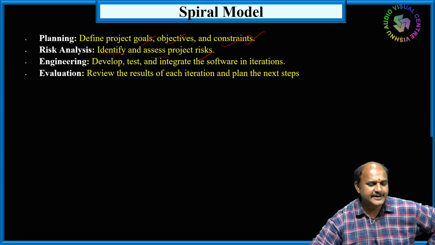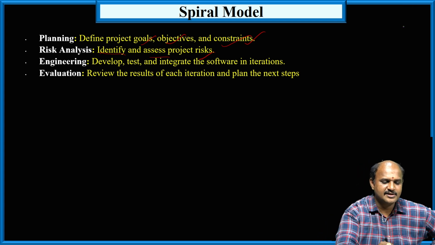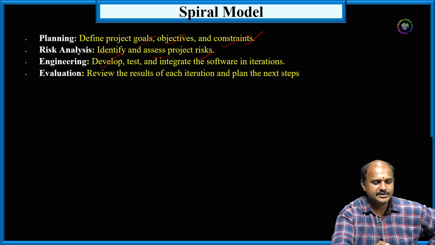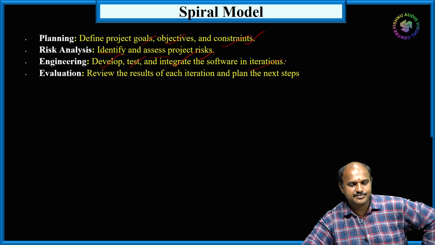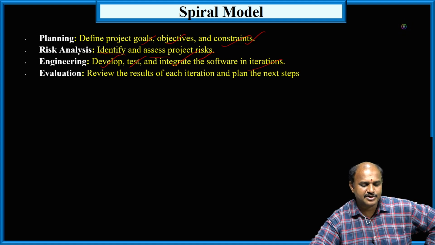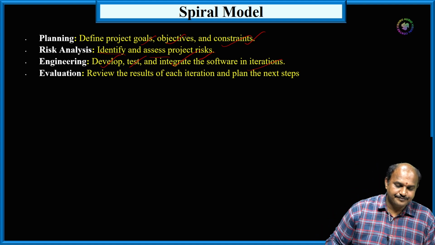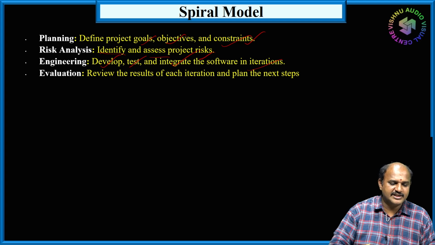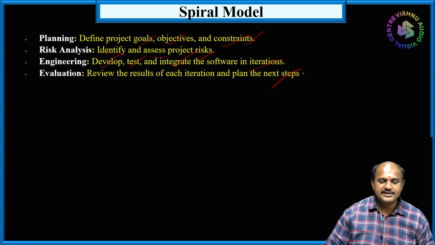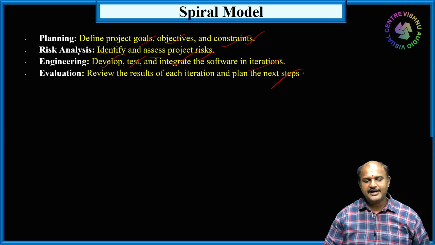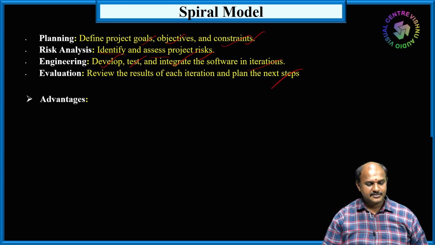The next one, engineering. In this engineering phase, I already explained developers, testing, integrating software in the iteration process. So everything will be an iteration process, right? Next one, the evaluation part: review the results of each iteration, and planning is the next step. So this is called a spiral model.